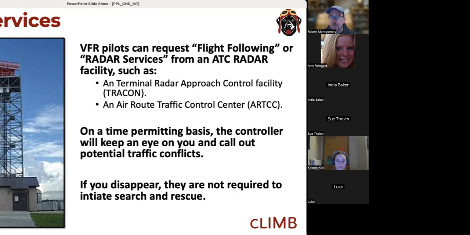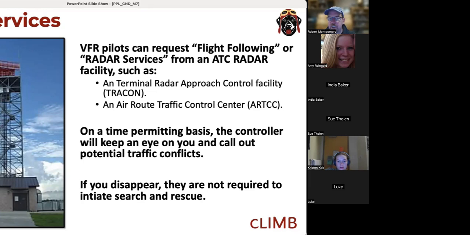Both the TRACONs and the centers can provide radar services to us. What that means is that if you call them up, they'll keep an eye on you. So if you need assistance, say an emergency pops up and you've got to deal with it, you've already got somebody on the line. The other thing they'll do is keep an eye out for potential traffic conflicts. If another airplane is coming at you and you're going to get close to each other, they'll call the traffic to you and tell you where it is. They may even suggest a heading or an altitude to try to deconflict the two.